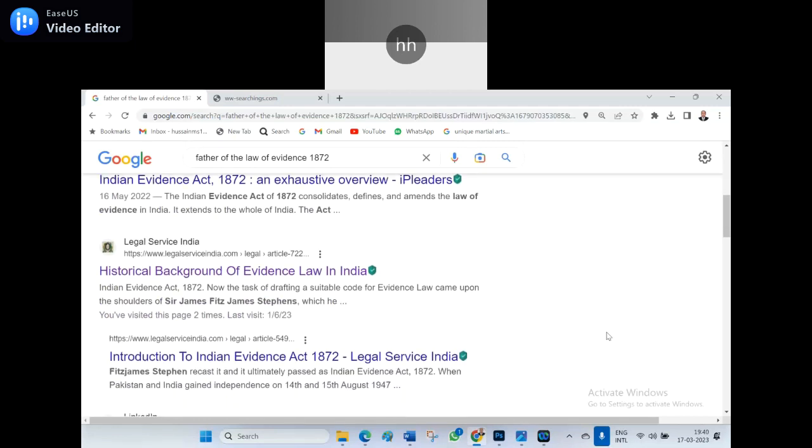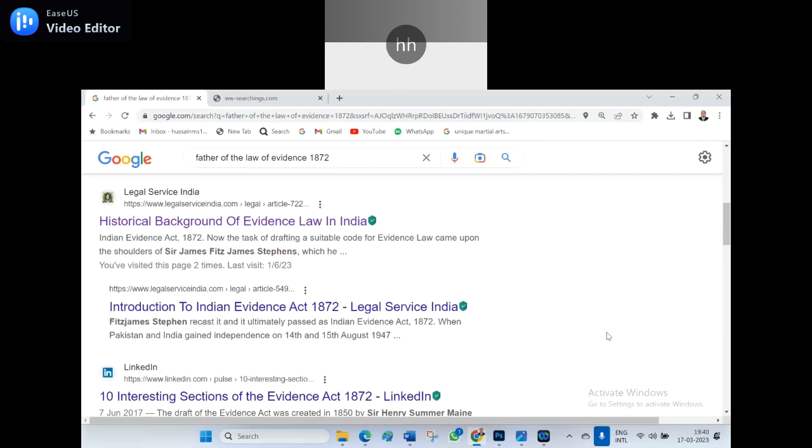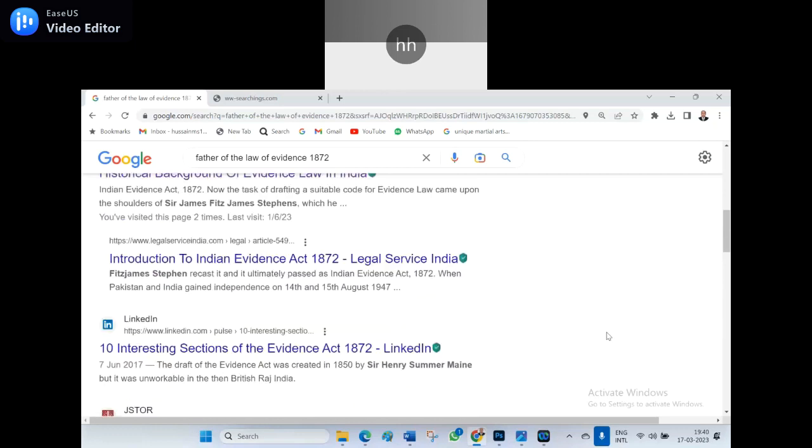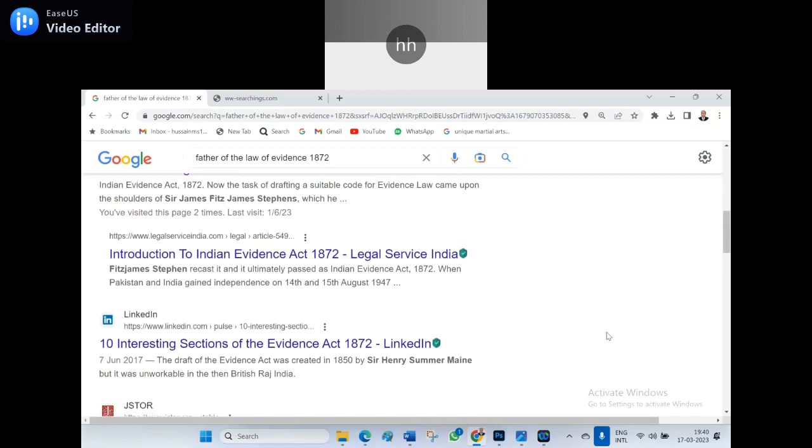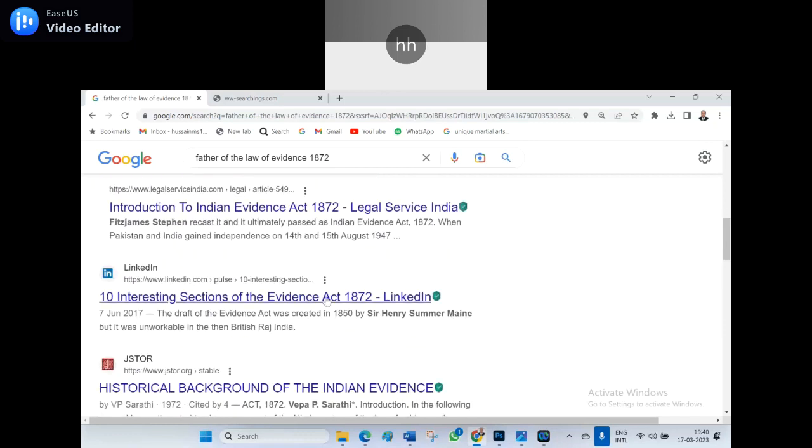And the historical background was there. Introduction to the Indian Evidence Act, Legal Services Authority: you can find many of the questions there. The interesting section: what is Section 10?